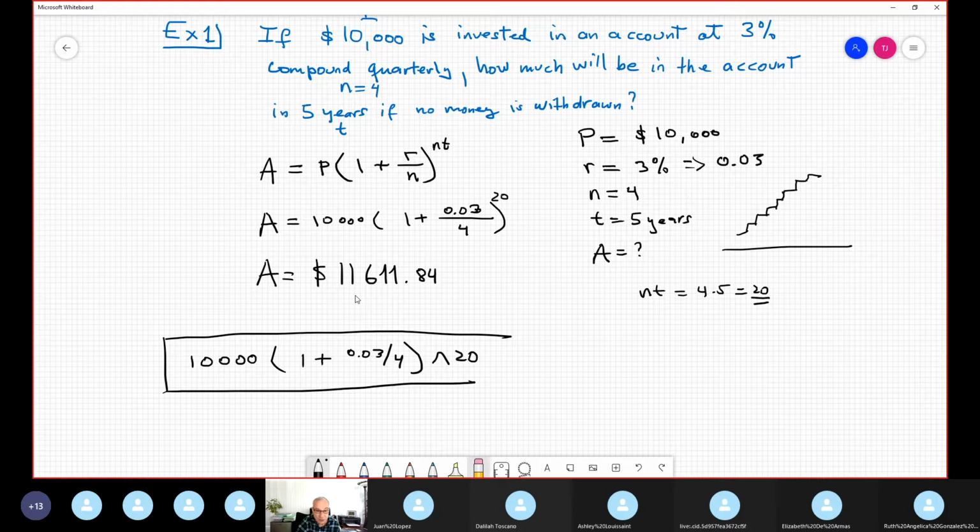$11,611.84. You round to two decimal places because we are talking about money, currency. Therefore, it makes no sense to continue with one more decimal place. Leave it like that. Okay, super. This is my final answer, a beautiful final answer. This is the money that I have in this account in 5 years, if I do not withdraw money.